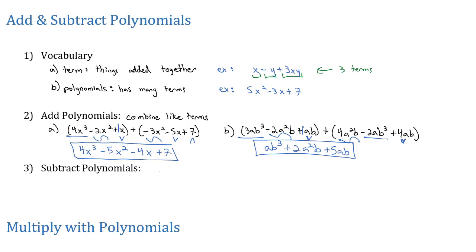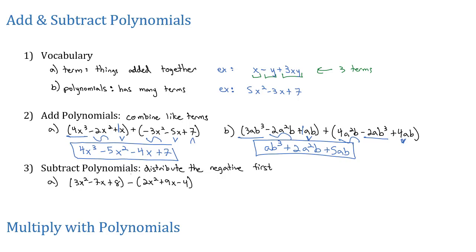Subtracting polynomials is very similar to adding polynomials. It just has one extra step that we have to distribute the negative first. So for example, if I've got the polynomial 3x squared minus 7x plus 8, and I want to subtract the polynomial 2x squared plus 9x minus 4.